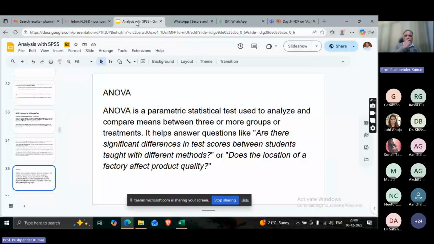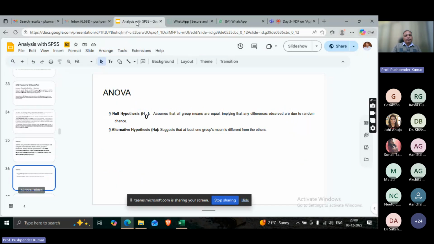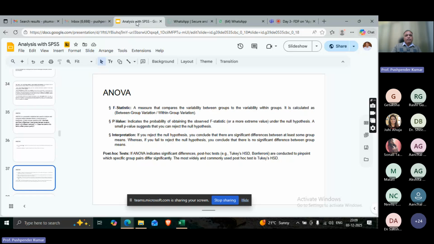So does the location of the factory affect product quality? Location. And what is the dependent variable? Product quality. And location, how many locations do we have? So these are the assumptions. Null hypothesis and alternative hypothesis. Pay attention. Alternative: at least one group mean is different from the others. So how many groups do we have? 3 actually. Earlier in t-test we had only 2. So this is basically ANOVA.